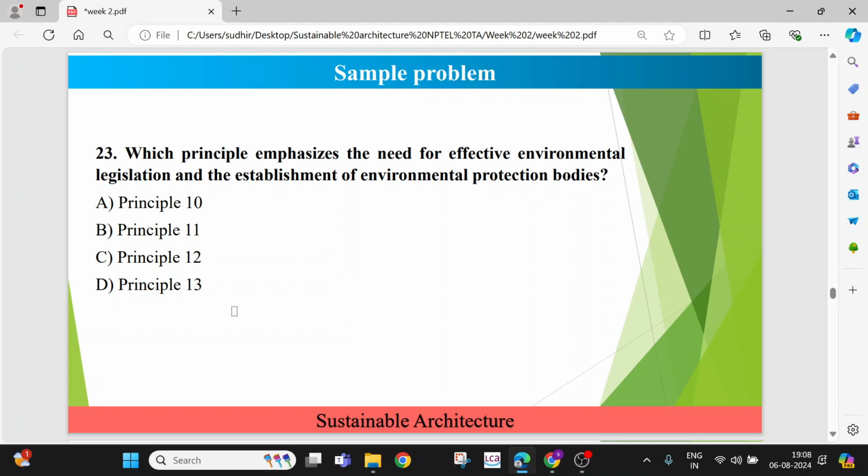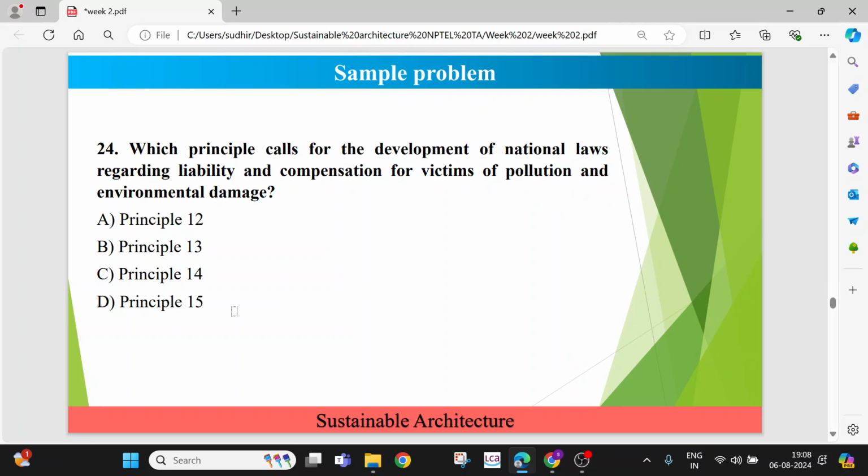Question 24 is also similar. Which principle... I think it is visible to all of you. Question number 24. 13.